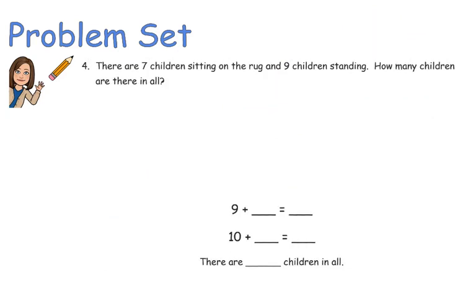All right, problem number 4. There are 7 children sitting on the rug. So 7, and we're going to do rug. Then 9 children are standing. How many children are there in all?